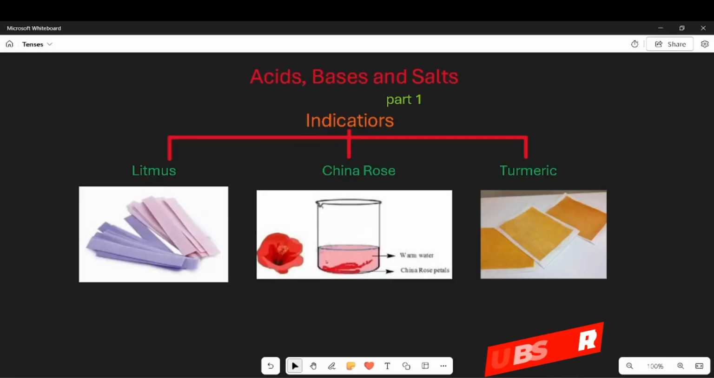So, as we know, there are three types of indicators: litmus paper, China rose, or in other words, hibiscus, and finally we have turmeric paper. So these are the three common indicators we use. There are other indicators as well, but we'll only be learning of these three because these are the most common ones. So let's talk about litmus paper.